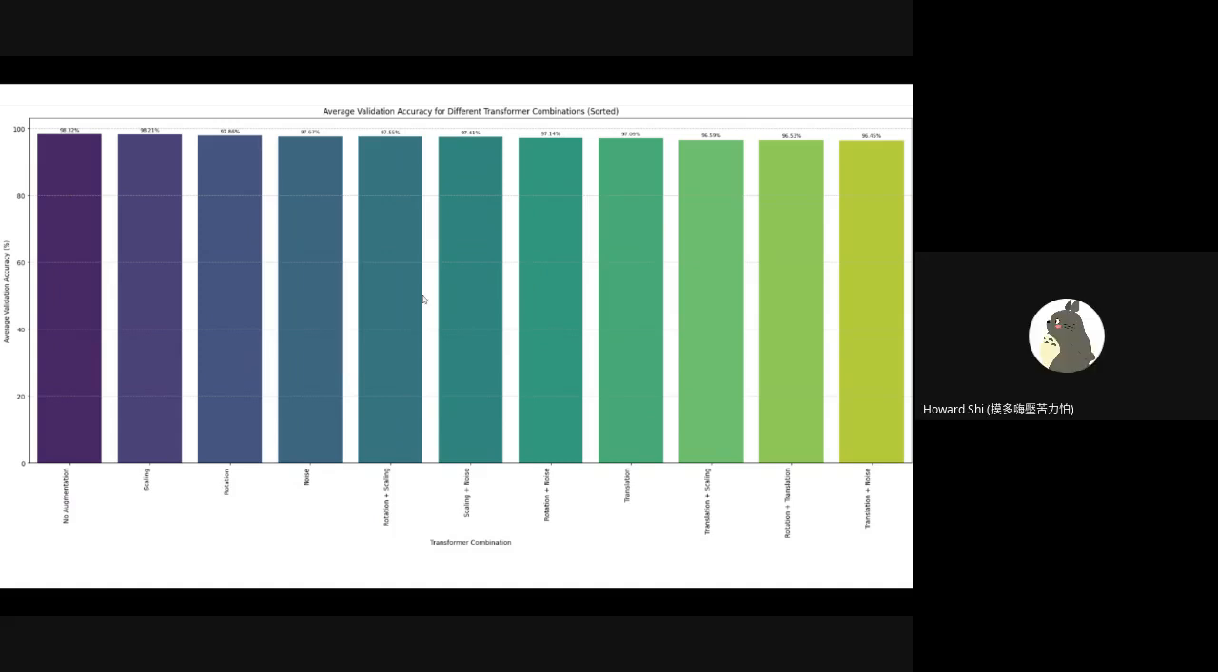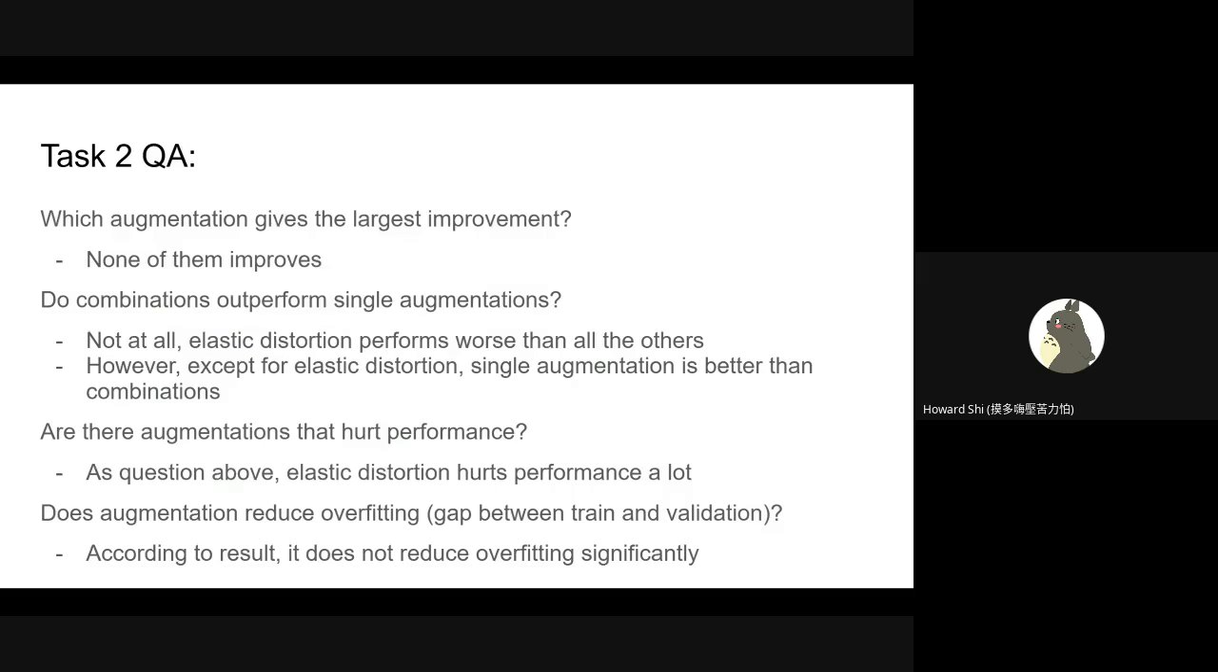Next page. This is the QA for task 2. First, which augmentation gave the largest improvement? None of them improved the baseline accuracy. The result with no augmentation always has the highest accuracy. And do combinations outperform single augmentations? Not at all. Specifically, elastic distortion performs worse than all other options.